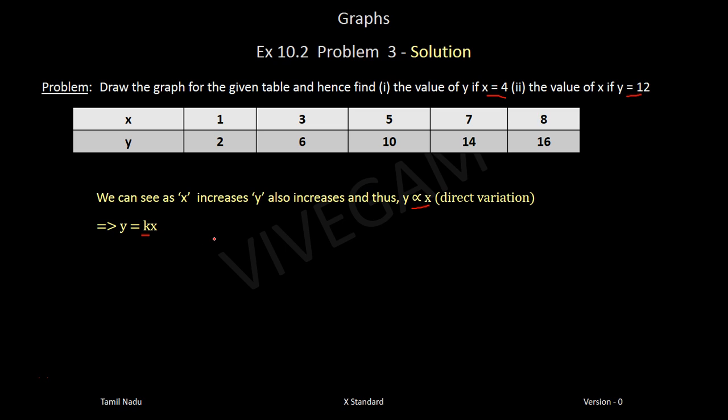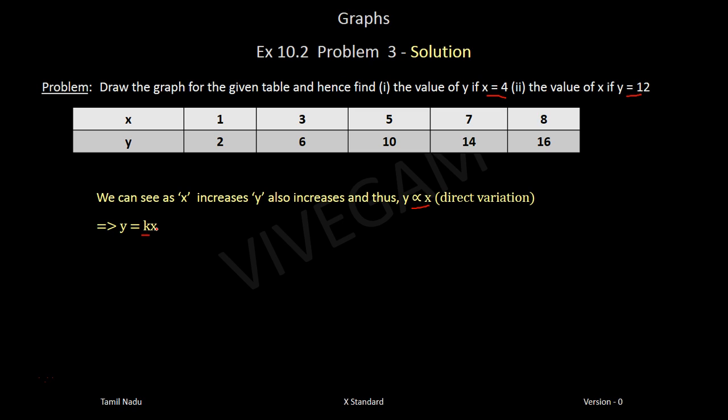You might be wondering, why is it always direct? There are some cases where it will become inversely proportional. For example, speed and time: when you increase the speed, time will decrease. When you increase the time, speed will decrease. Such things are inversely proportional. I'm sure there will be a couple of problems in that direction as well. But for the time being, y is directly proportional to x, so y is equal to kx.